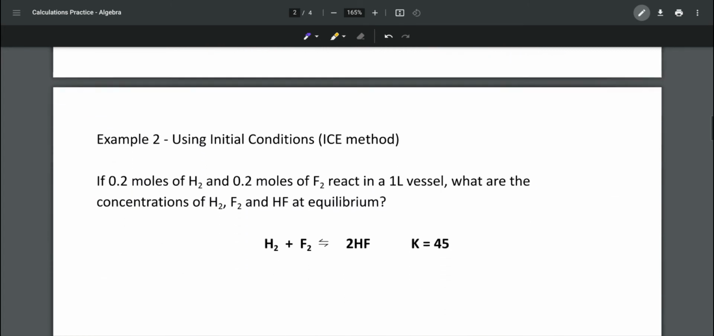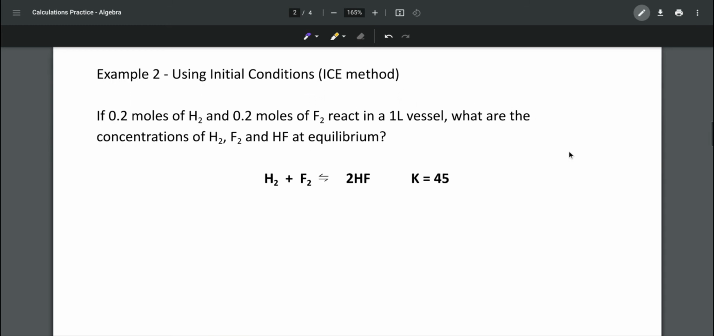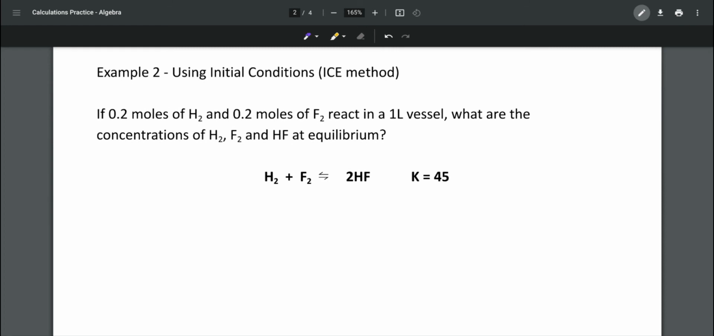The next one is the tricky one. Now, this time we need to use initial conditions to figure this out. So, let me talk you through what that means. I've called it the ICE method. Now, when I was looking this up, I found that online and I actually found it to be really useful for remembering what to do because ICE talks you through the steps that you need.